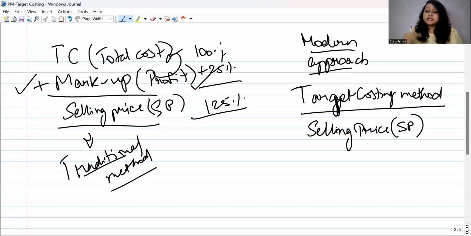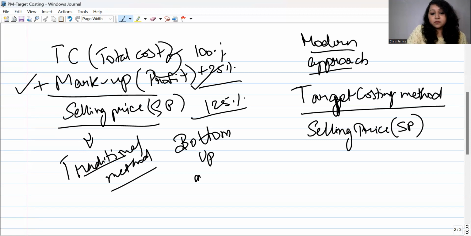So we are going to set the selling price of our product first. Basically, the traditional method was a bottom up approach. Why? Because we first took our total cost, then we ascertained the profit that we need, and then we got the selling price. So from the bottom we are going, that is total cost plus a markup profit is equal to your selling price. So this was the bottom up approach.